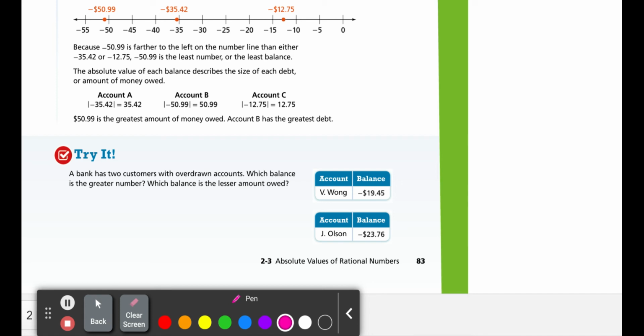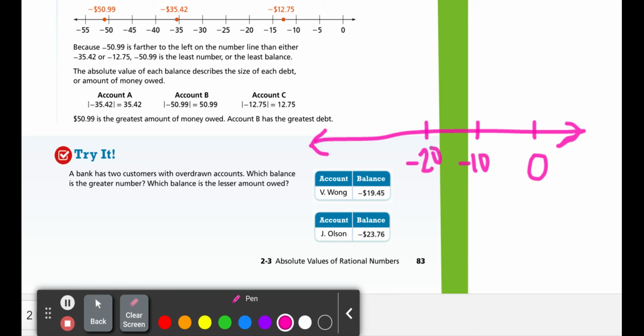So I think the best way to solve this would be to put these 2 numbers on a number line. If we have 0, we have to estimate where each of these negative numbers are going to be. Well, I can estimate, okay, I'm going to count by tens. -10, -20, -30. Between what 2 whole numbers is -$19.45 going to be? So if I'm traveling from 0, let's count.